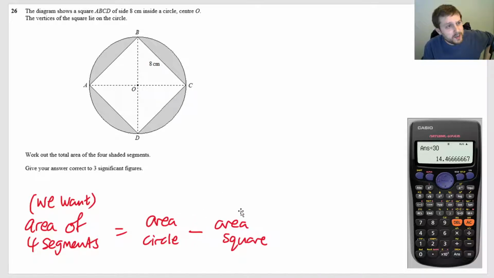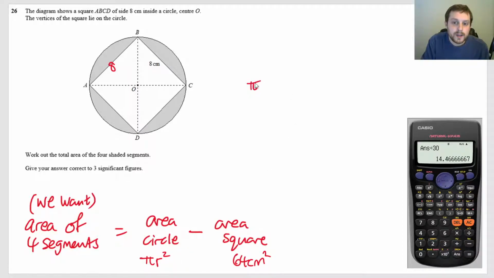Now the area of the square is actually really easy. The area of the square is 64 centimeters squared, because it's 8 times 8. So the area of the square is actually pretty straightforward. The area of the circle, however, well, we need pi r squared for that, remember? So pi r squared sounds like area to me. That's for a circle. We need the radius.